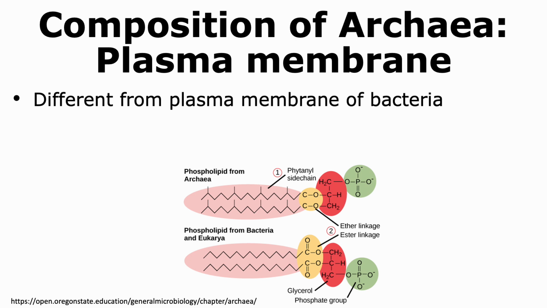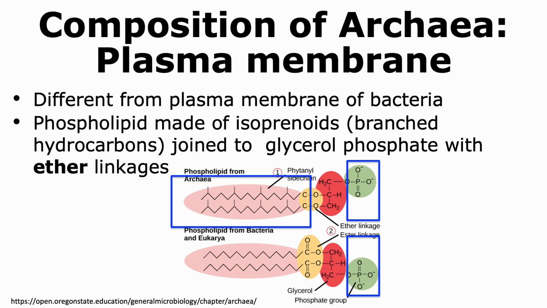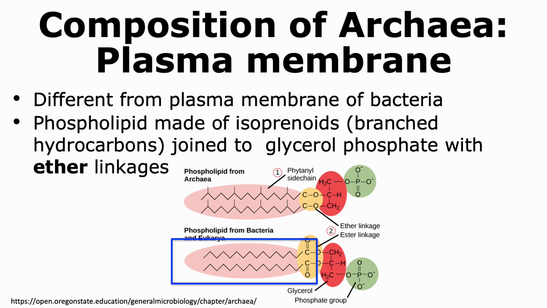The phospholipids have a glycerol backbone, and one of the hydroxyl groups of this glycerol backbone has a phosphate group attached to it. However, when we look at the lipid portion, in the case of archaea, it is made up of these branched hydrocarbons called isoprenoids. This is different than the lipid portion of bacteria, or in fact eukaryotes, because they're made up of fatty acids.